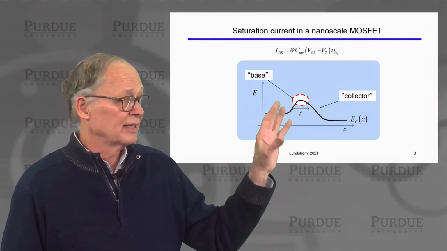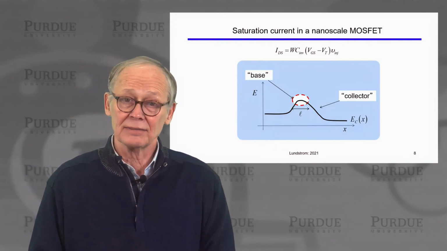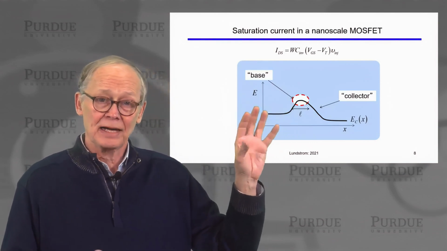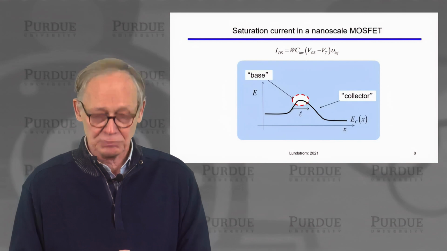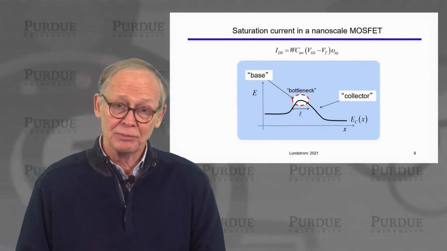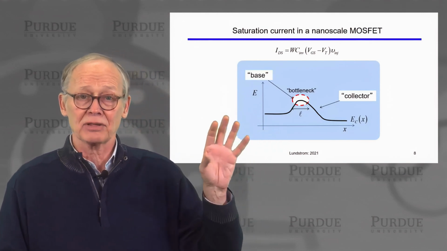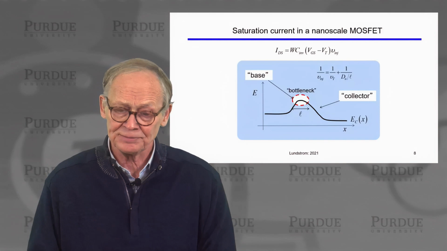The drain looks a lot like the collector of a bipolar transistor, which collects the electrons that diffuse across the base. And the source looks a lot like the emitter, which injects electrons into the base of a bipolar transistor. Here we have a source, and electrons are injected from the source over the barrier, into the top of the barrier in this bottleneck regime. So that bottleneck regime is really the very important region that limits the current, just like the base limits the current in most bipolar transistors.